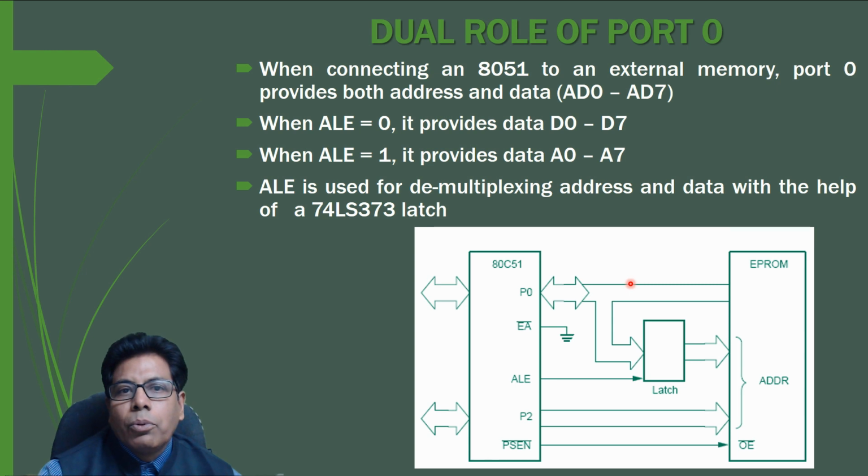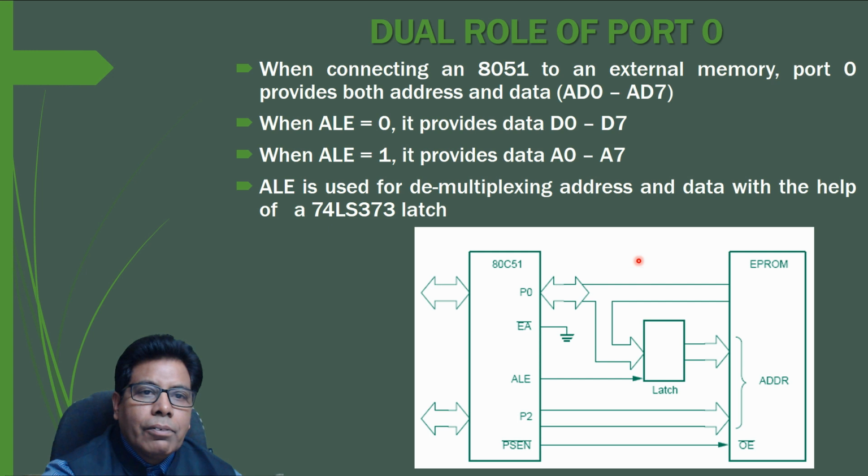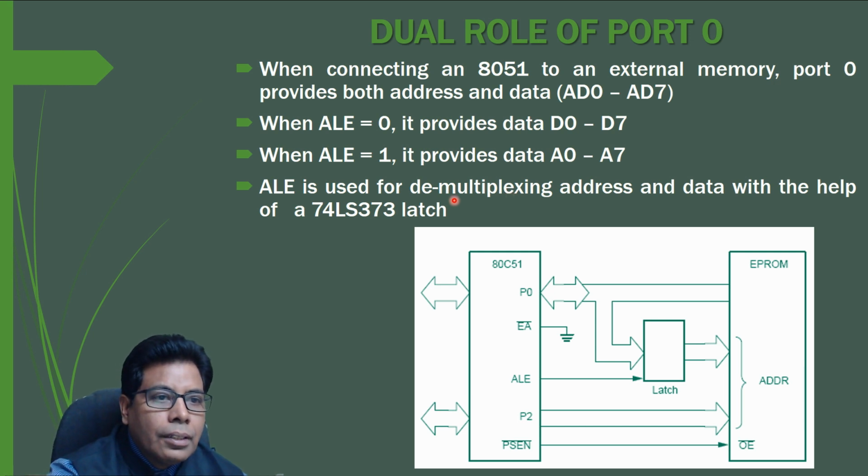Then the dual role of port 0. When connecting 8051 to an external memory, port 0 provides both address and data, that is the AD0 to AD7 lines. When ALE is 0, it provides the data D0 to D7, and when ALE is 1, it provides the address A0 to A7. Then ALE is used for demultiplexing address and data with the help of the latch 74LS373. This is an 8-bit latch.